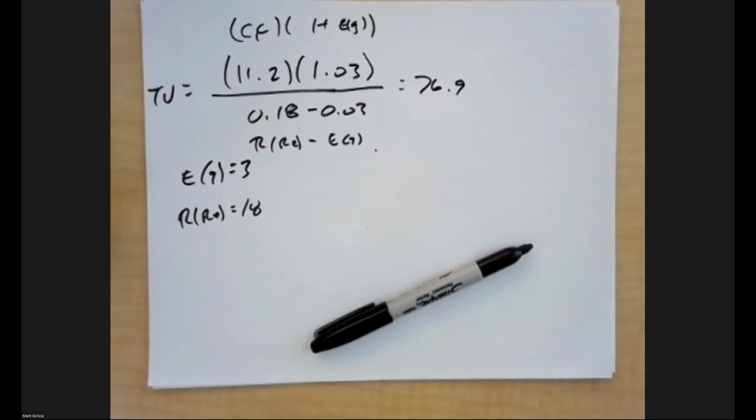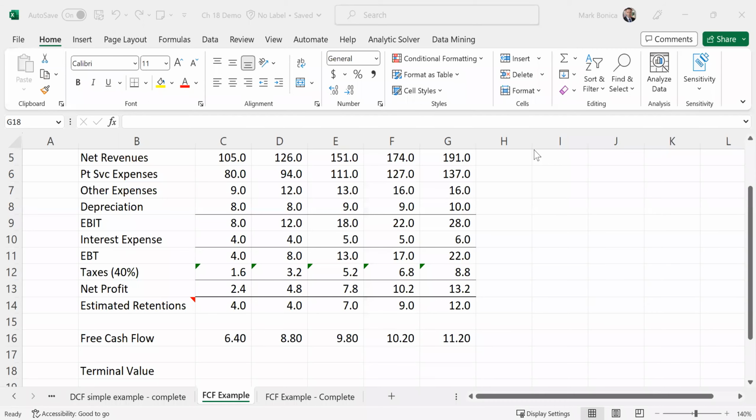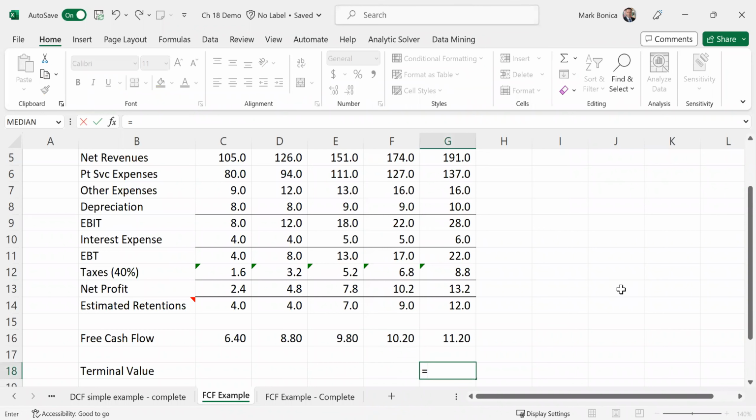Let's go back to the spreadsheet. So I could type that formula in, and I could just say, all right, it is 11.2 times 1.03. I'm just going to hard code it because I'm not that worried about this. Divided by 0.18 minus 0.03.